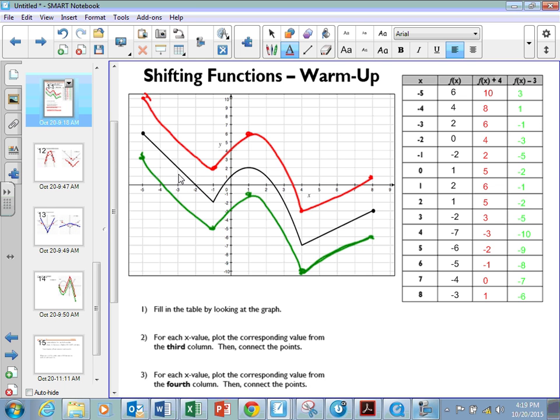This goes back to evaluating functions, which I believe was 3.2. F of x plus 4, well, that's just the previous column, only plus 4. So I take each number here and add 4 to it to get f of x plus 4. And then f of x minus 3, well, I take my f of x values, my output values, and subtract 3. Okay, so that covers 1, 2, and 3.